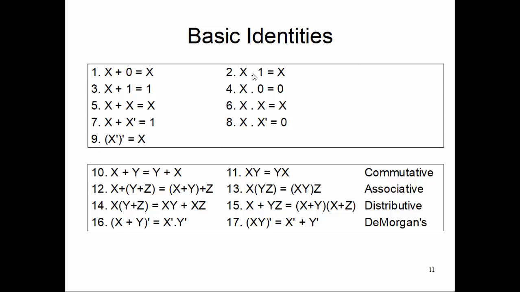Similarly, we have x dot 1 is x. It means x and 1 is x, x and 0 is 0, x and x is always x, and x and x bar is always 0.